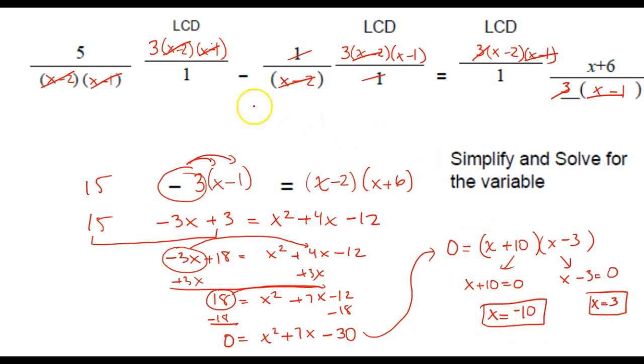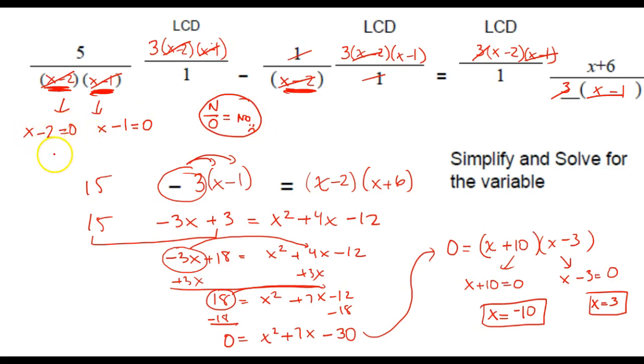Now I'm going to look and see if there are any excluded values. So here, that's my denominator there, and there. If I set these equal to 0, I don't want my denominator to be 0. It's definitely a big no-no. The way I remember that is I do not want my denominator to be 0. That's not okay. It's no. That's just not good. So if I look at these, my excluded values here are that x cannot be 2 and x cannot be 1.